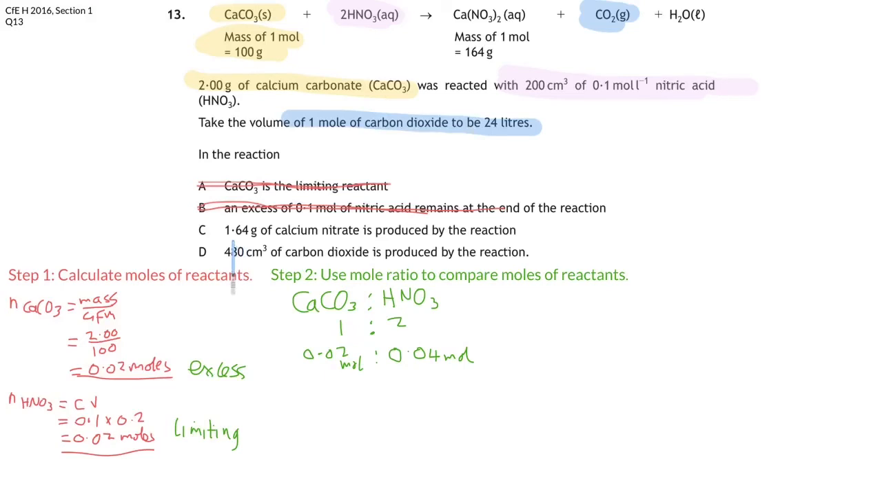That takes us on to the next two options, and both of them are about what is produced in the reaction. So we'll start with the calcium nitrate. How much is produced in the reaction?